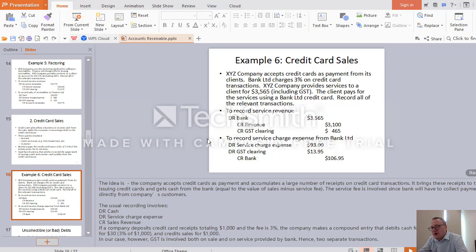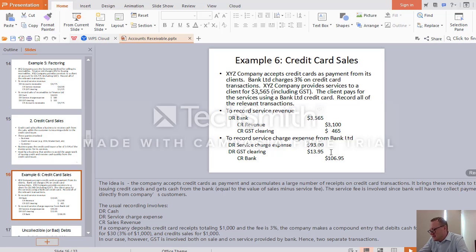Of course, if you earn revenue, then GST is your liability payable to tax authorities, and if you incur an expense, then GST is your asset claimable from the tax authorities. If you operate in a country where there is no GST, then you can combine these two entries, and in this case the recording would be debit cash, credit revenue, and debit service charge expense equal to 3% of your revenue. So the cash that you will receive will be smaller than the revenue that you earned by 3%, the service charge expense.